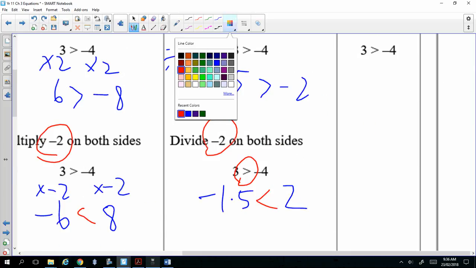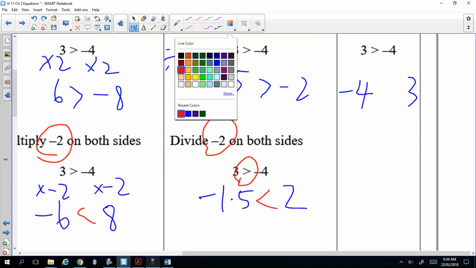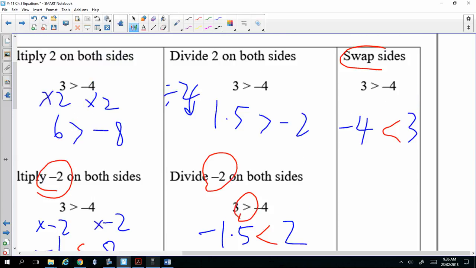So when we swap sides, we have to switch the inequality sign. Yep. So we don't have this problem when we have an equal sign. x equals 3 is the same as 3 equals x. No problem. But when there's an inequality, you have to be careful.